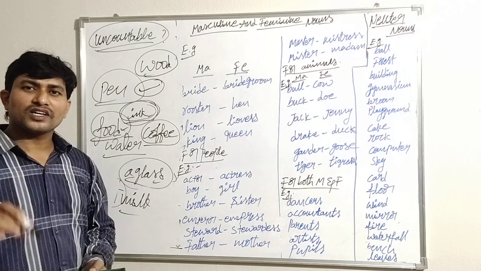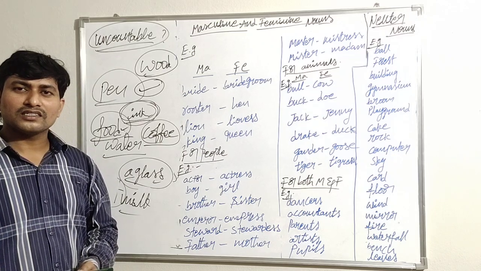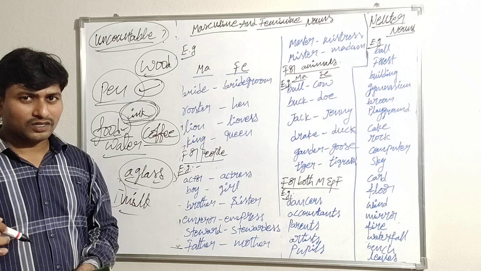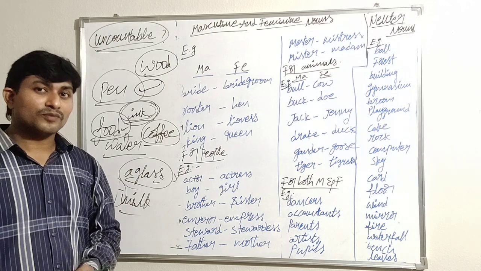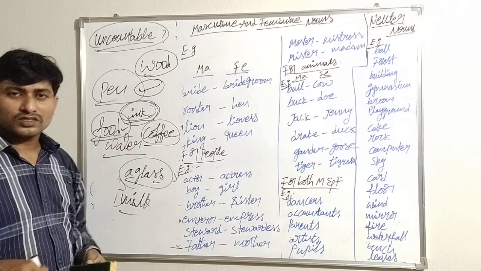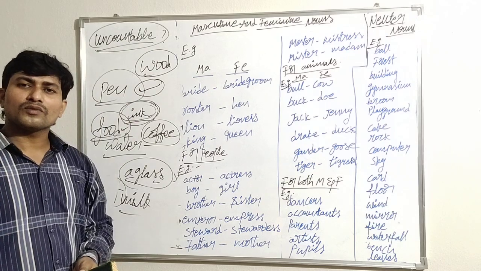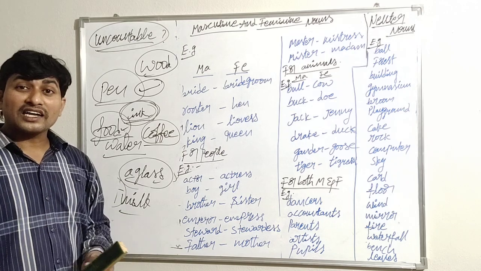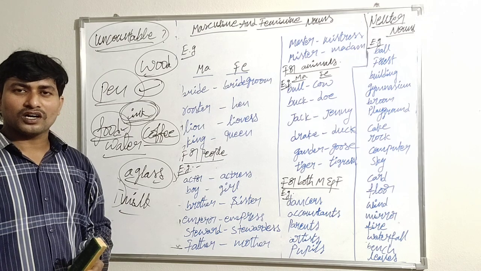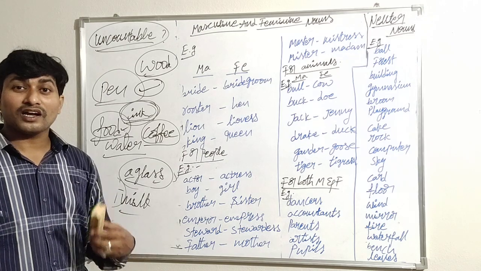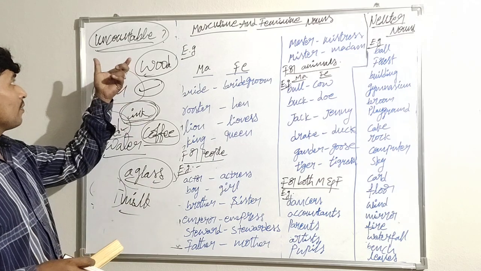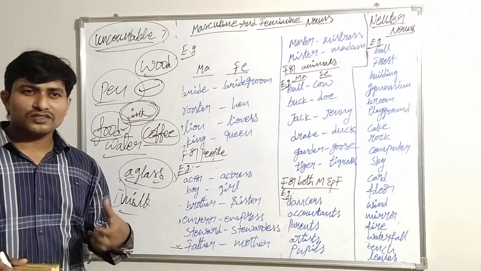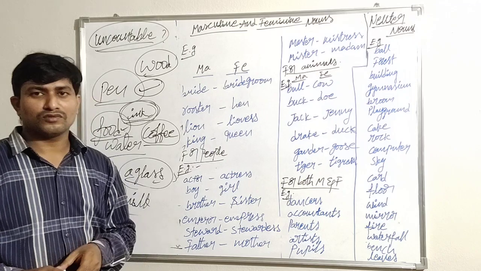Okay, so countable is what we are able to count. Both singular and plural nouns are known as countable nouns, especially both regular and irregular plural nouns. But regarding uncountable nouns, neither singular nor plural nouns are known as uncountable nouns. Both are not uncountable nouns. Uncountable nouns are those which are not to be counted, which are unable to be counted. So that's why uncountable nouns are known as singular nouns. This is the difference between countable and uncountable nouns.